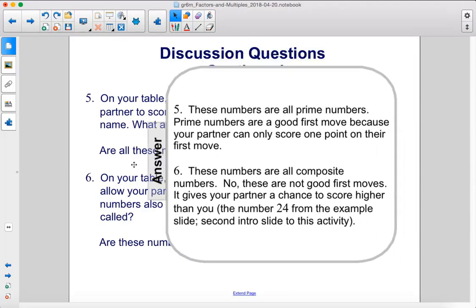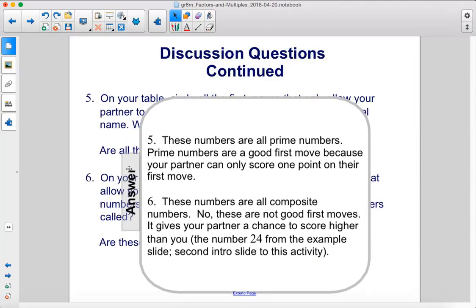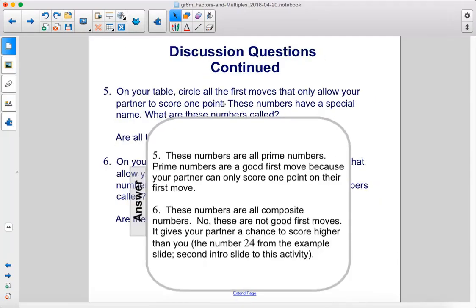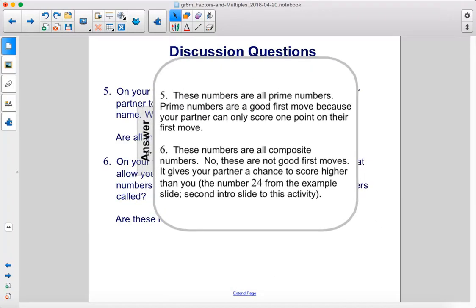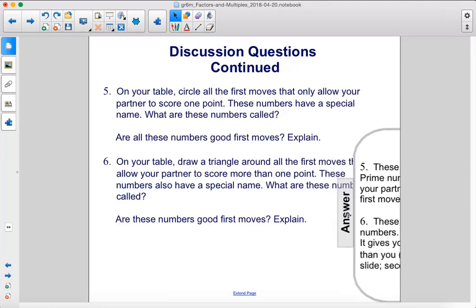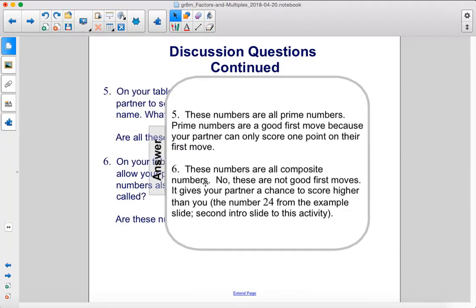Let's see. Number 5. The numbers that only allow your partner to score 1 point are prime numbers. Prime numbers are a good first move because your partner can only score 1 point on their first move. Number 6. Numbers that have more than 1 factor are called composite numbers. No, these are not good first moves. It gives your partner a chance to score higher than you. The number 24 from the example slide. Second intro slide to this activity.